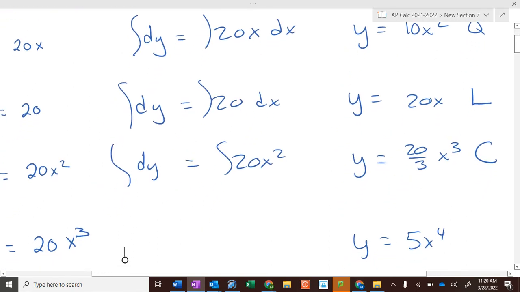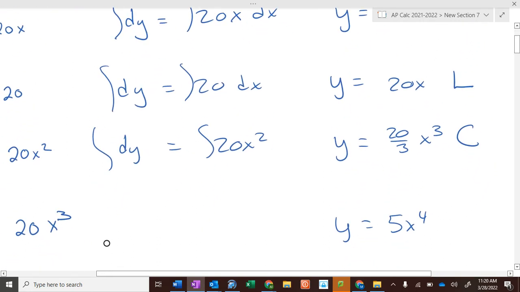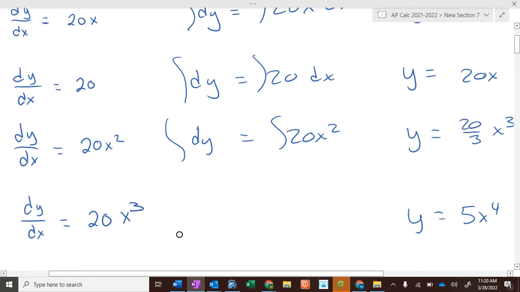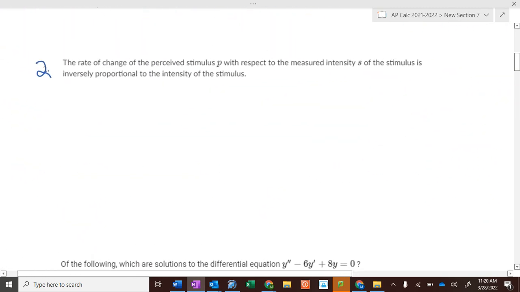See that y equals 5x to the fourth? Yeah, that's none of the three. Wouldn't that be poly? That would be quartic. And I don't want to confuse that with quadratic. So that's why I just said, let's not worry about it. Because you don't have to know quartic for the test.